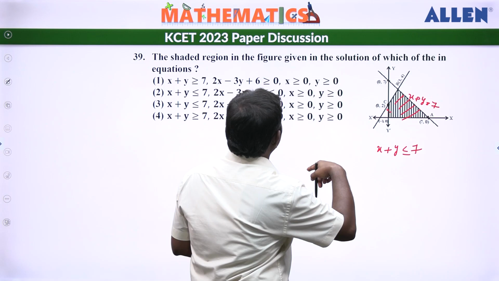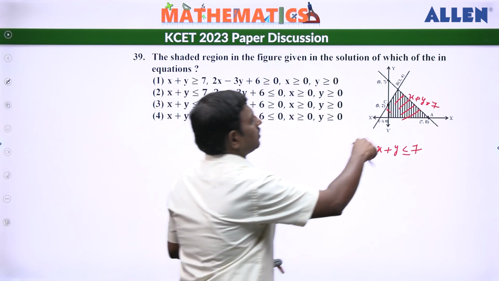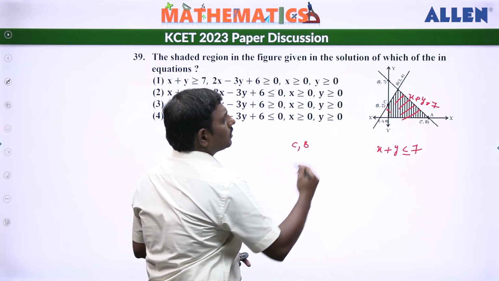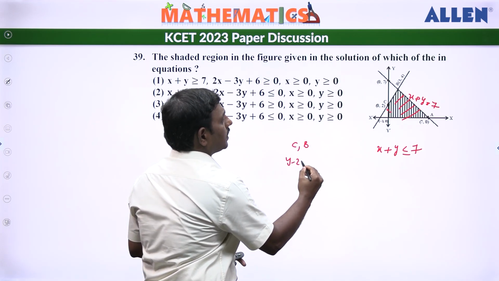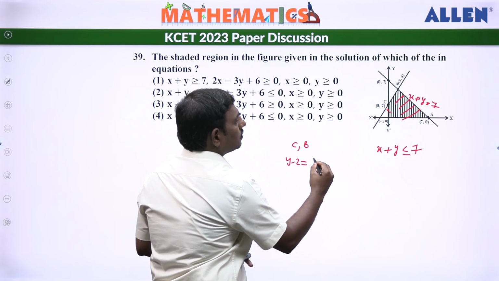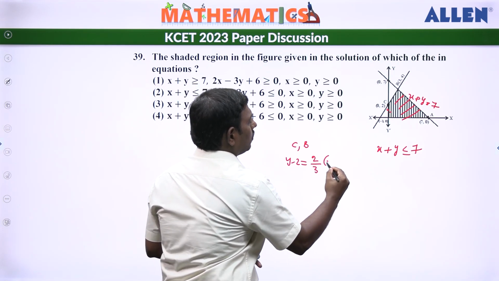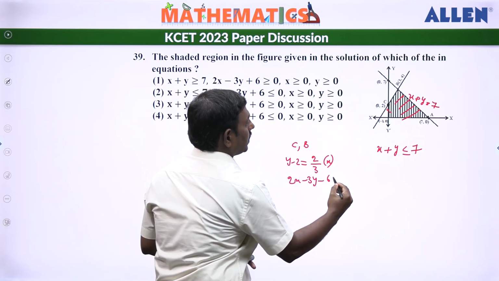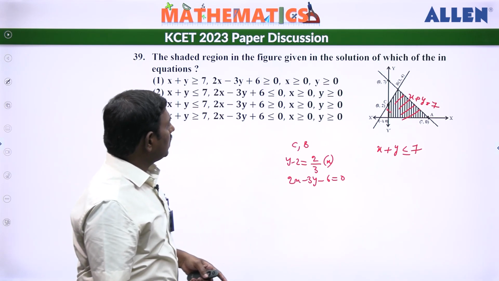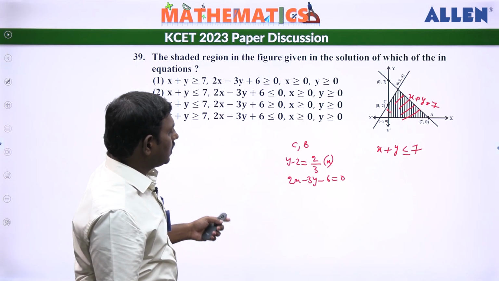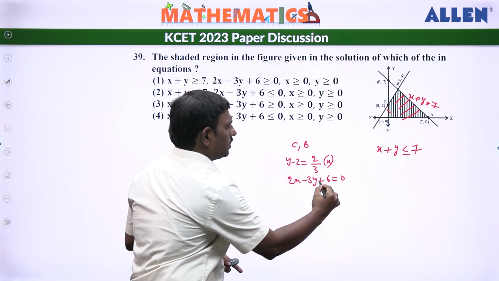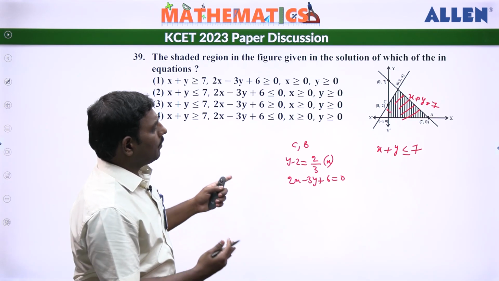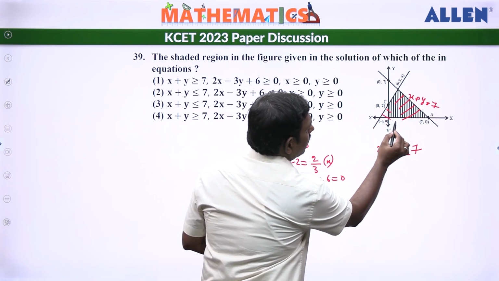Now when it comes to the second one, the second line equation is this. So the equation of the line passing through CB is y minus 2 is equal to 2 by 3 into x. So which is 2x minus 3y minus 6 is equal to 0. So 2x minus 3y, constant shifted to that side, so plus 6 is equal to 0. Now whether this value is below or above, how to decide? So we are coming in this direction.